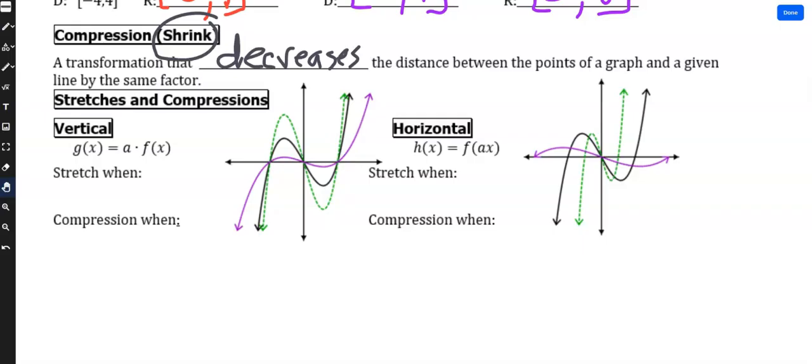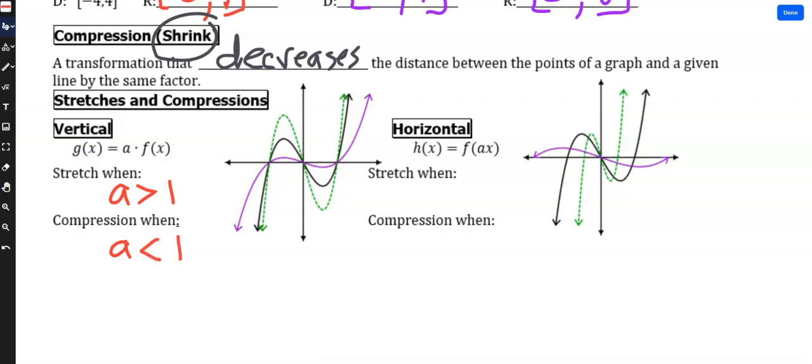Okay, so how do I know when a vertical is a stretch? When the a value, that's the amount that we're multiplying by, is bigger than 1, we have a stretch. When it's smaller than 1, we have a shrink. That reverses itself when you get to the horizontal.